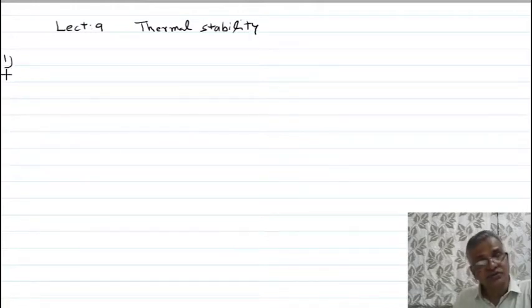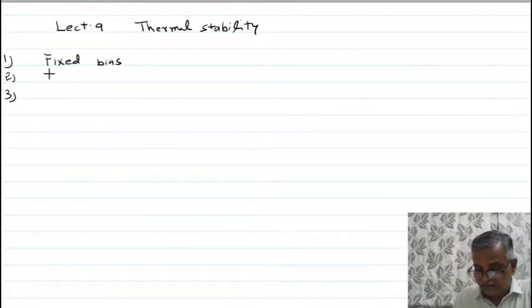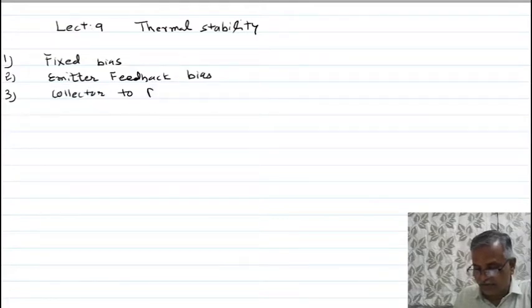In the last two lectures, we have discussed three circuits. First circuit we have discussed is fixed bias. Second we have seen the emitter feedback bias. Third we have seen the collector to base bias circuit.